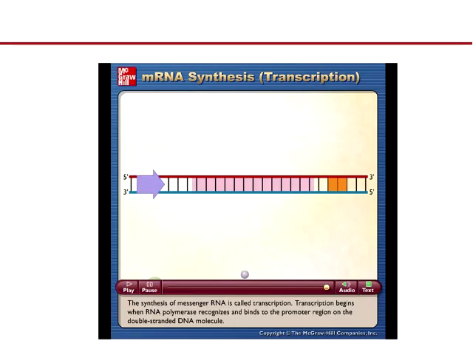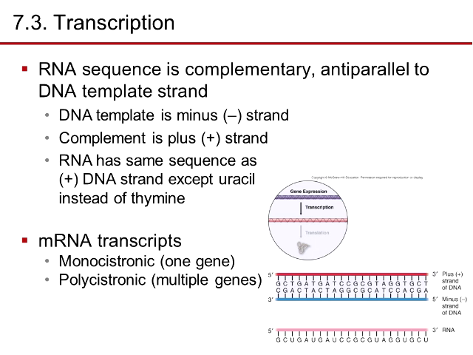This is a great look at messenger RNA synthesis, transcription. You'll want to take a look at this off the video, off the PowerPoint. Now, the transcribed RNA sequence is complementary, which means anti-parallel to the DNA template strand. So basically, the DNA template is a minus strand, and the complement is a plus strand. So it works in the opposite direction. So RNA has the same sequence as the positive DNA strand, except uracil instead of thymine. So, like I said, we talked about this before. The uracil will replace thymine in the messenger RNA.